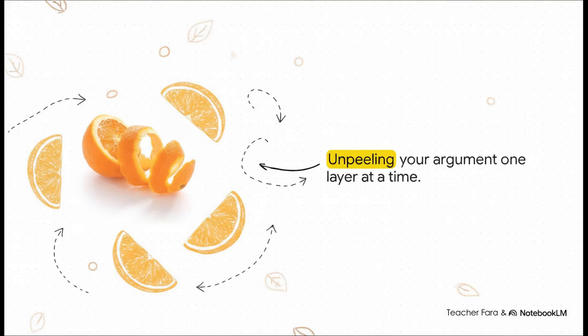I love this analogy. Think of this method kind of like peeling an orange. You're just revealing your argument one layer at a time. Doing this creates a paragraph that's completely structured, totally accessible, and easily digestible for anyone reading it.